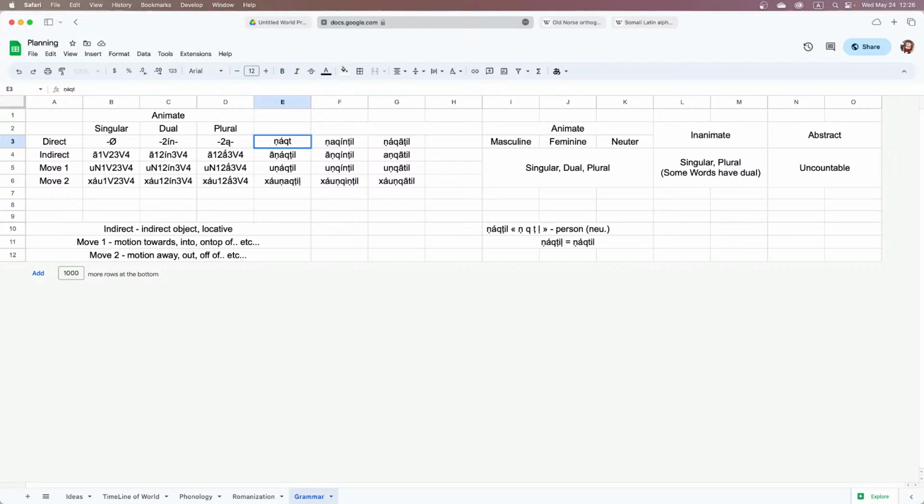So, noctil is person, but then nakitil is two people. Nakatil is people in general. And then the indirect is marked with a prefix before the first consonant. So it is that, except it has a nasal that merges with the following sounds.